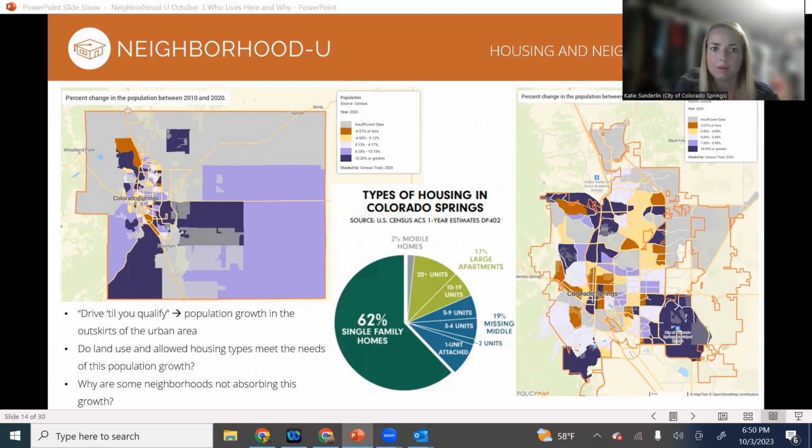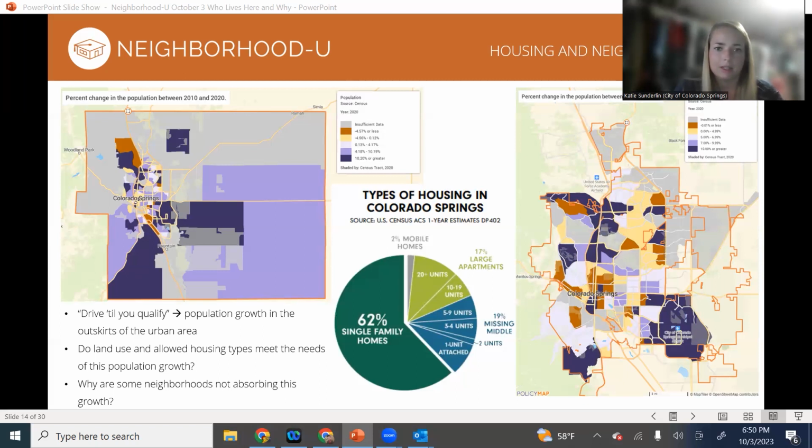This becomes a problem because people are not factoring in the transportation costs for that. And so they might not be spending more than 30% of their income on their housing, but now they're spending 15% on transportation, which is a difficult issue.